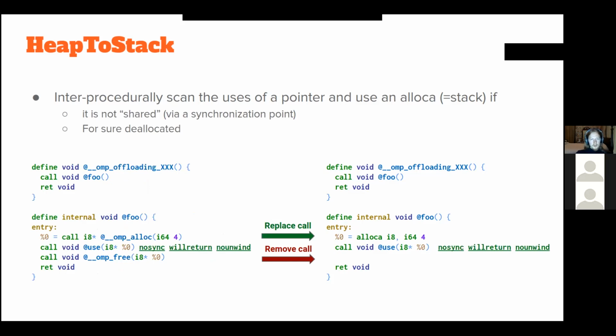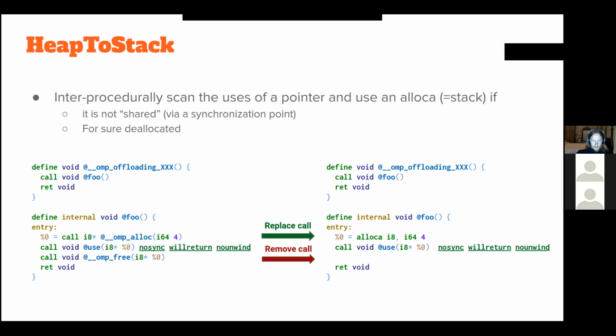Additionally, we can do heap to stack by doing a similar analysis, but we can also check if it's not shared through some synchronization point, and for sure it's deallocated. So in this case, we have new attributes for no sync, will return, no unwind, which state that it's not going to be shared between some parallel constructs, and it's not going to hit an exception or similar. And then we know for a fact that it's freed. In this case, we can also replace it with an alloca.